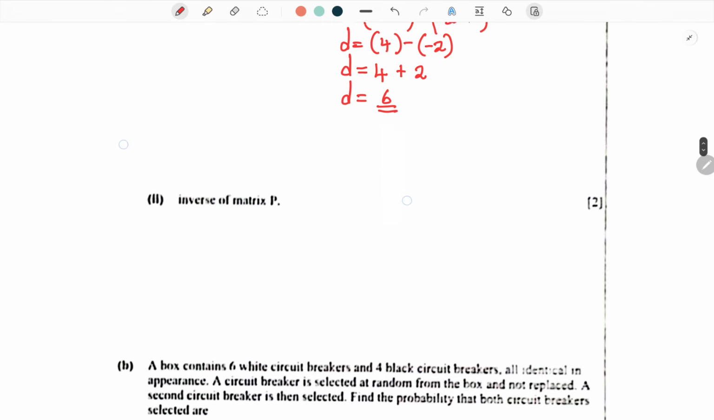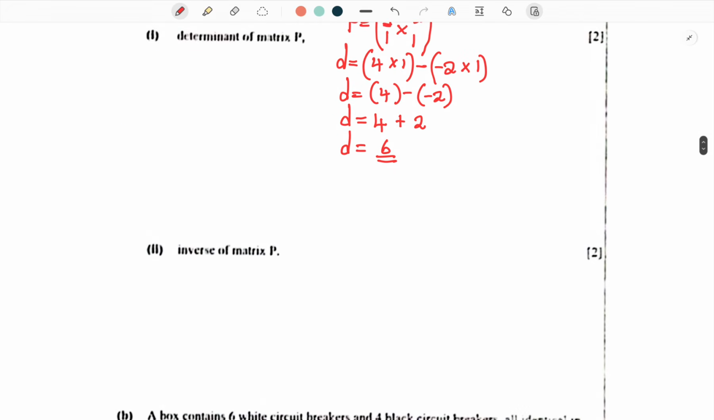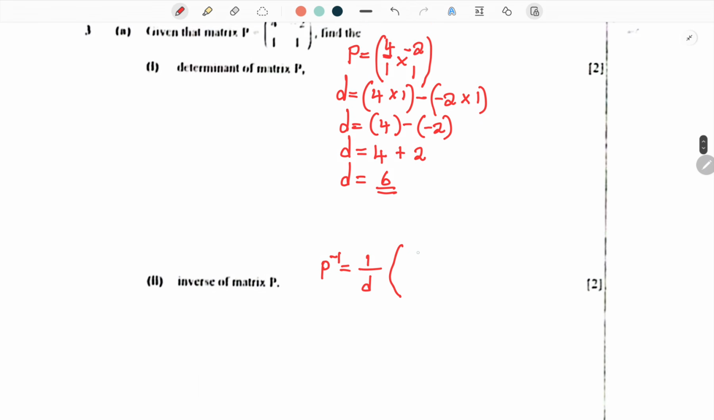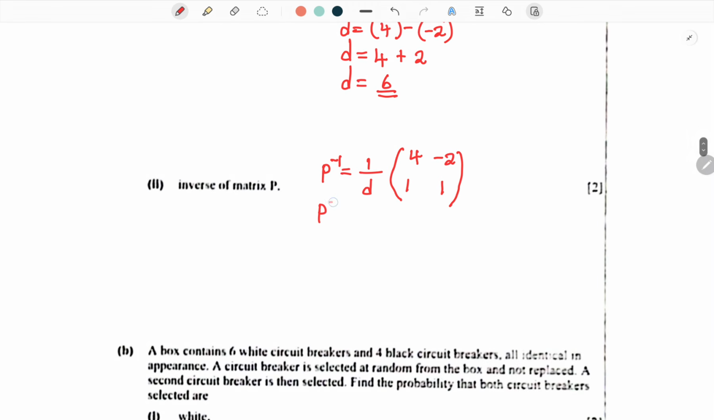The next question was saying, we find the inverse of a matrix P. Now, to find the inverse of matrix P, we say P inverse is equal to 1 over the determinant. Then, of course, you have to get your matrix. So the matrix was 4, 1, negative 2, and then 1. Now, when you insert in your determinant, P inverse is going to equal 1 over the determinant.